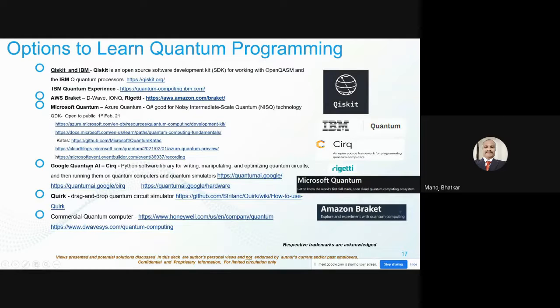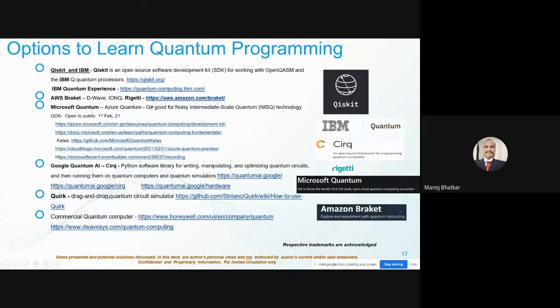Google Quantum AI is another equivalent to Qiskit and IBM. It is a combination of Google's own quantum computing with Cirq as a replacement of Qiskit. They are almost similar because both are Python-based libraries, and you can go and learn from Google Quantum AI. Just search for it on Google and you will find all those things.